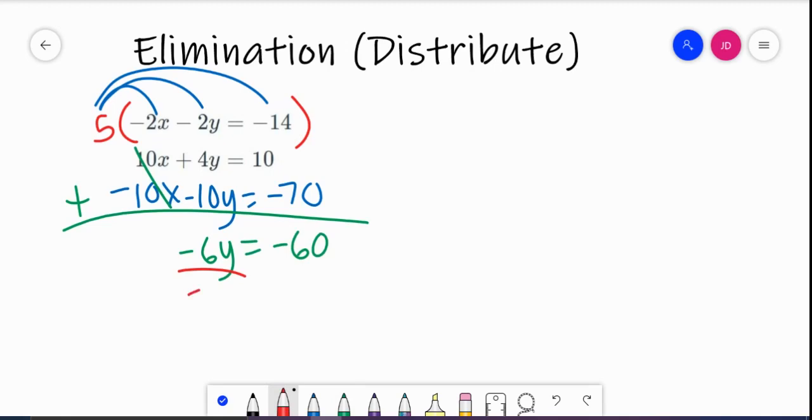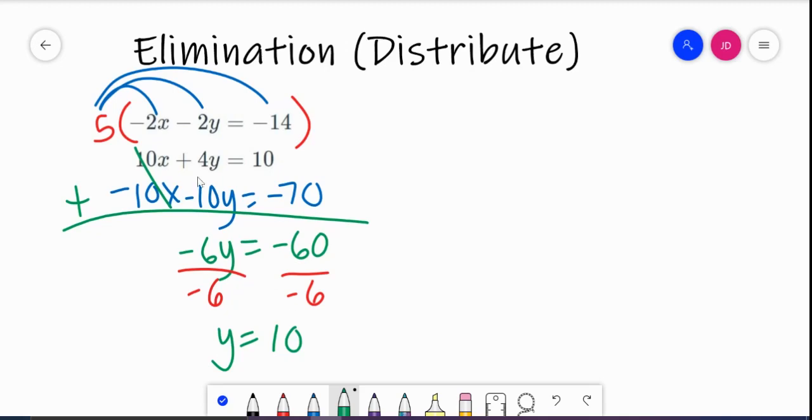Divide both sides by negative 6. And I get y is positive 10. All right, so the only difference was I distributed because 2 goes into 10 5 times, or negative 2 goes into 10 5 times, right? And I want one of them to be a negative in order to cancel. So again, my y is 10, but we're not done.